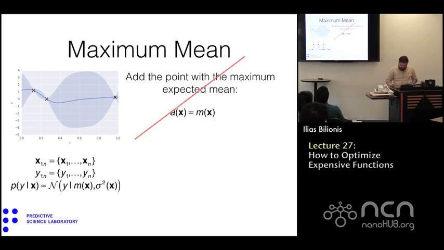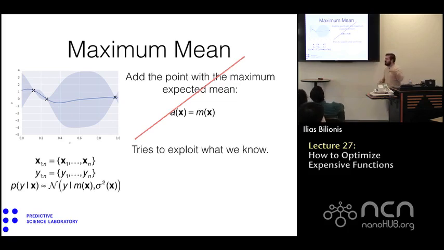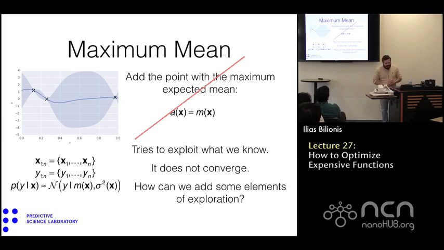Don't use that. This is garbage. This will not give you the global maximum. It will stop very fast. It is a self-fulfilling prophecy, if you like. It will converge somewhere that it's not going to be the maximum. Okay? It only exploits what you know. We need to add a few elements of exploration to it.